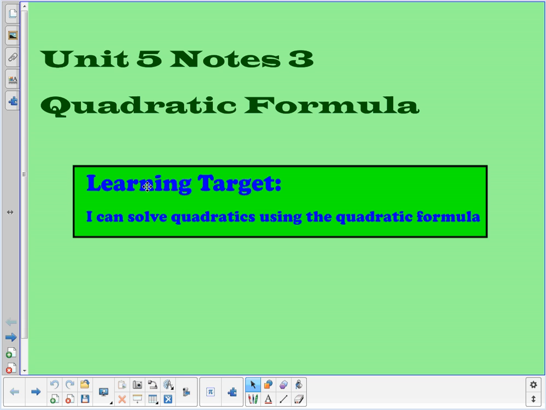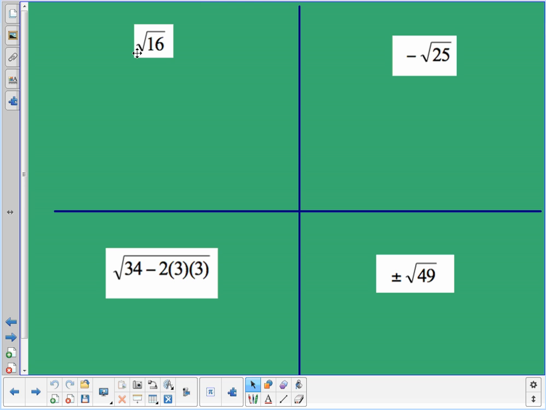This is on the quadratic formula. So our learning target for today is I can solve quadratics using the quadratic formula. So we're just going to practice up at the top a little bit of review with using the square root sign, this radical sign that we have here.